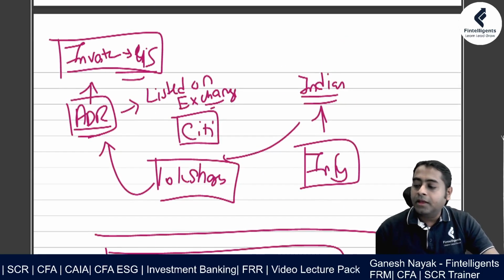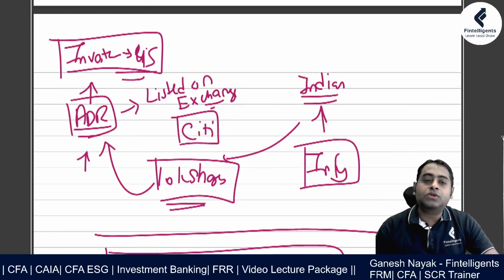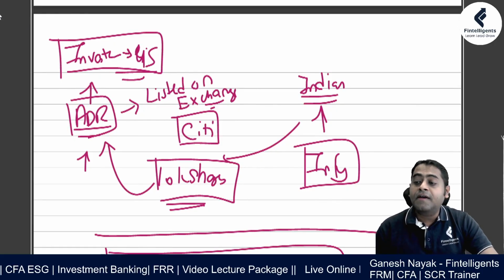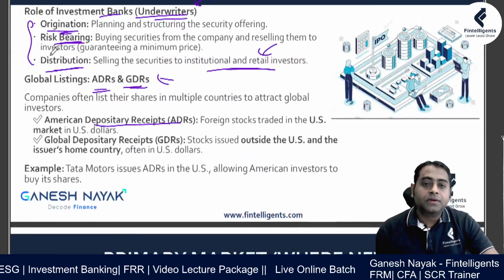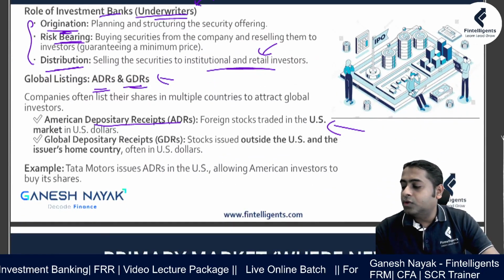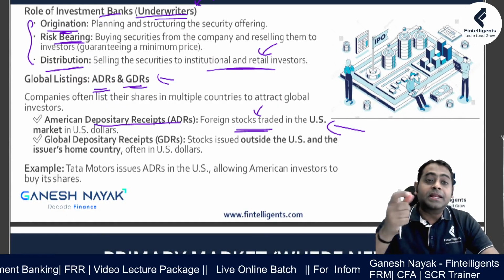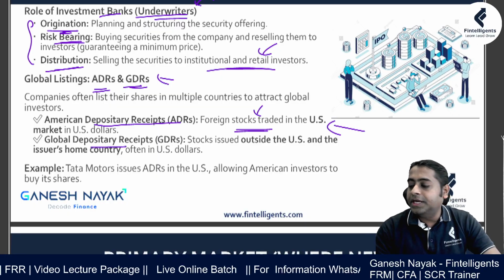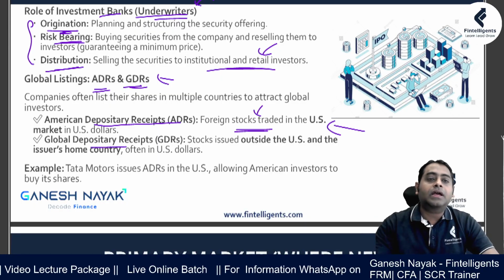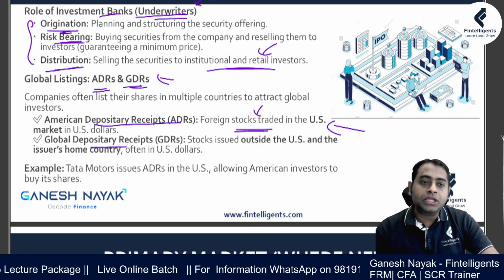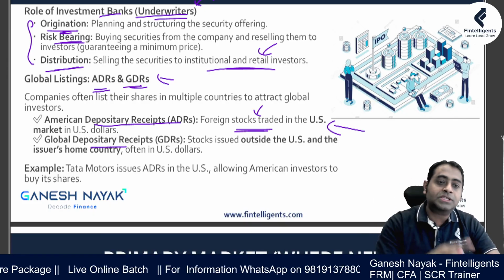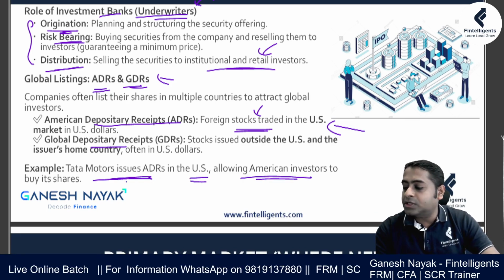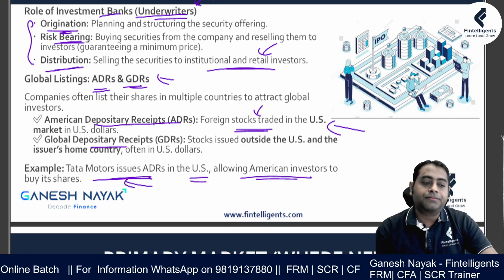So what you can do is issue an ADR on the shares of Infosys, sell it to investors in the US, and list it on the exchange. This is a faster way of doing things. Think of it like Infosys getting traded on the US exchange without getting listed. GDR is a similar concept but happening in the European market. ADR is the concept which is happening in the US market. So Tata Motors has issued ADR in the US, allowing US investors to buy their shares through the ADR.